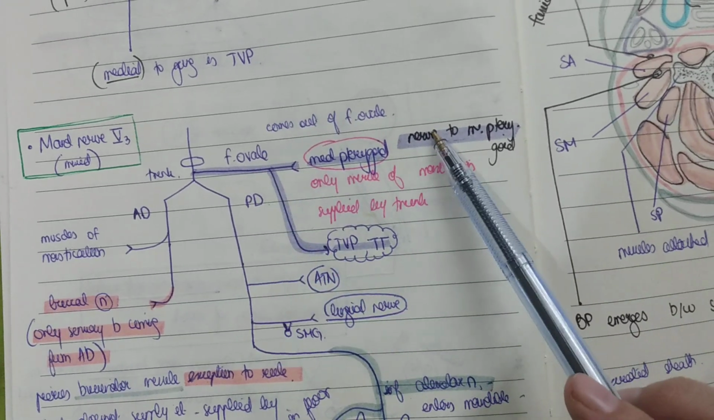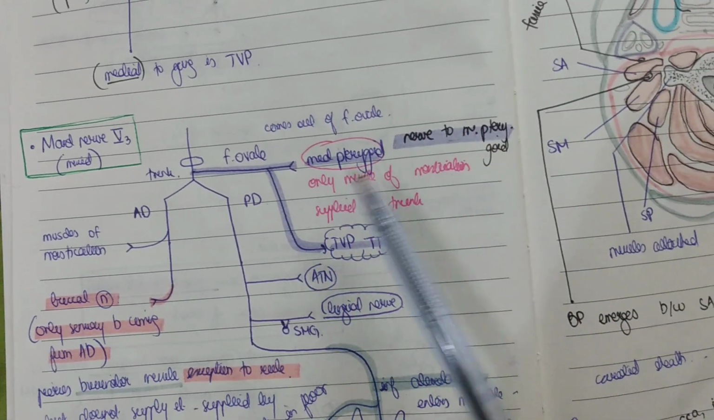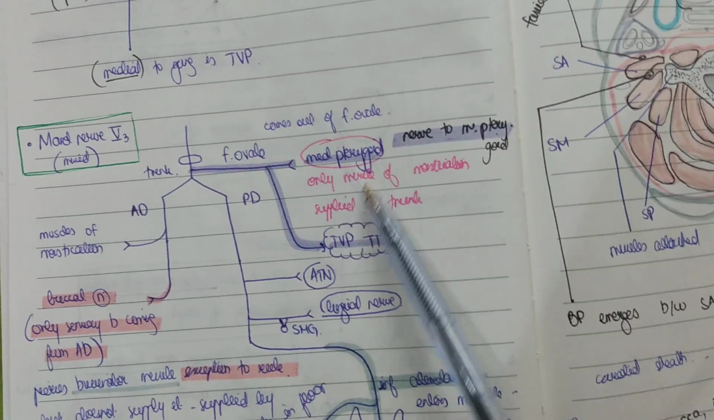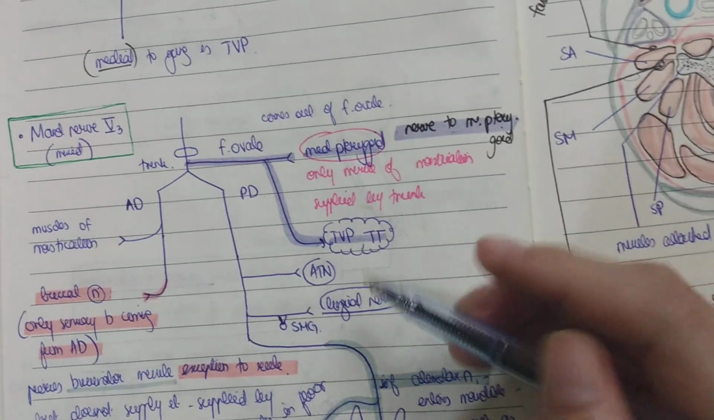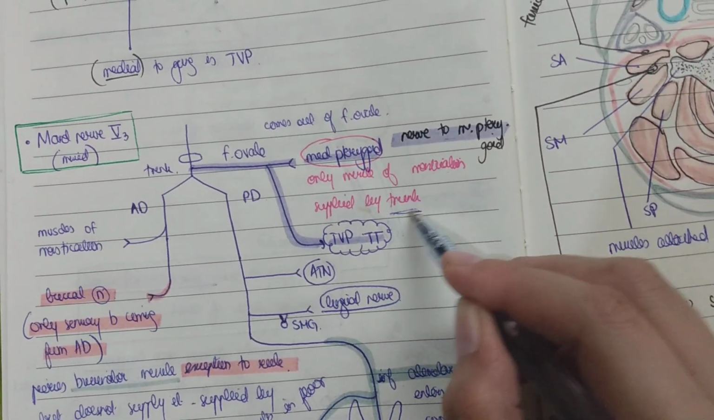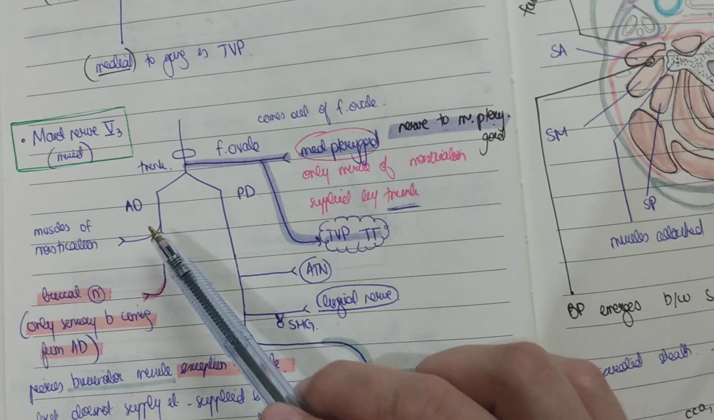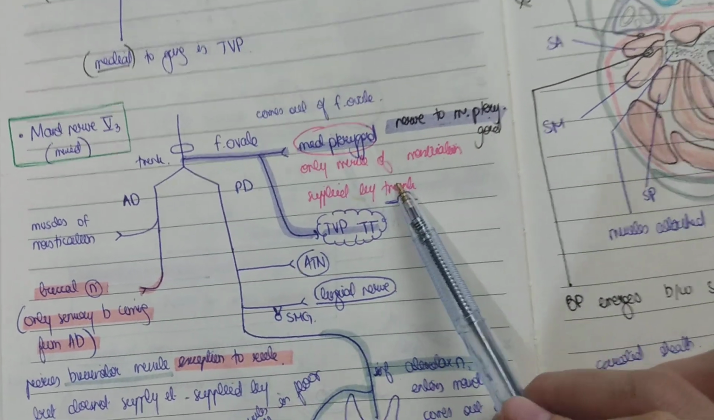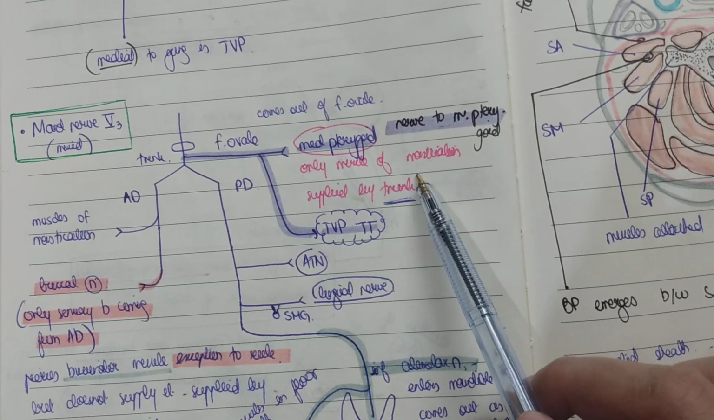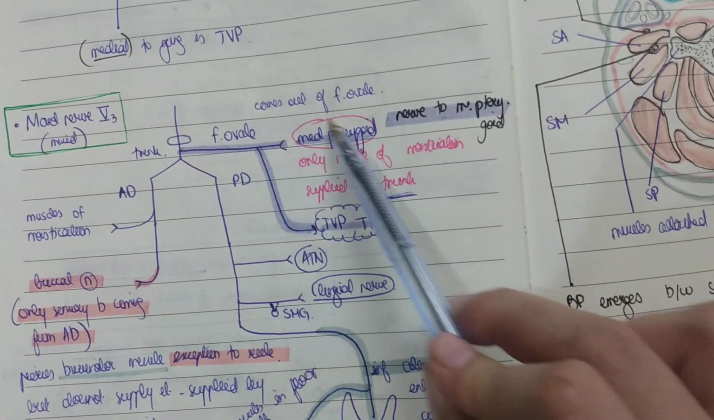This branch is known as the nerve to medial pterygoid because it supplies the medial pterygoid muscle, which is the only muscle of mastication which is supplied by the trunk. The rest of the muscles of mastication are supplied by the anterior division. This is a very important question: which muscle of mastication is supplied by the trunk of the mandibular nerve, and it is the medial pterygoid.